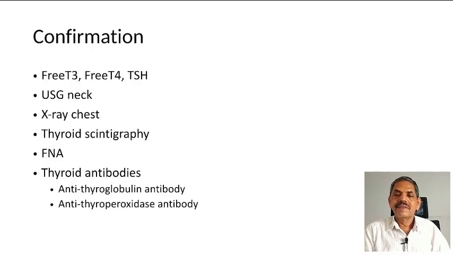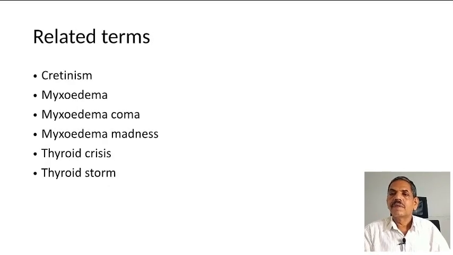The thyroid scintigraphy is known to give the thyroid tissue, and this will also make out ectopic thyroid tissue as well. Then FNA study when there is a goiter. Then the other test, especially in thyroiditis, it is better to look for thyroid autoantibodies, as in the case of anti-thyroglobulin antibody and anti-thyroperoxidase antibody.